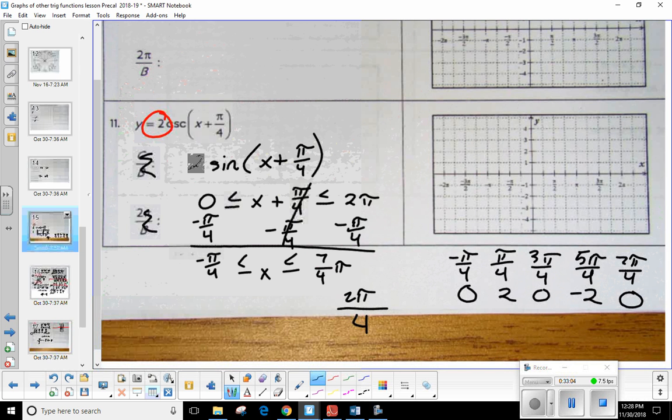So let's see. At negative pi over 4, and actually, because all we have to do now is just sketch it, would anybody like to come on up and just do that? We already have all the points. Here are my x's, here are the y's.